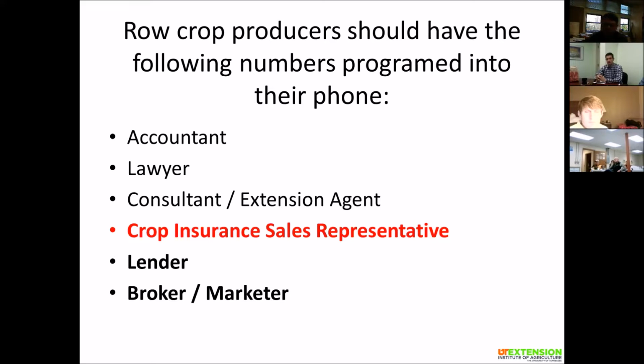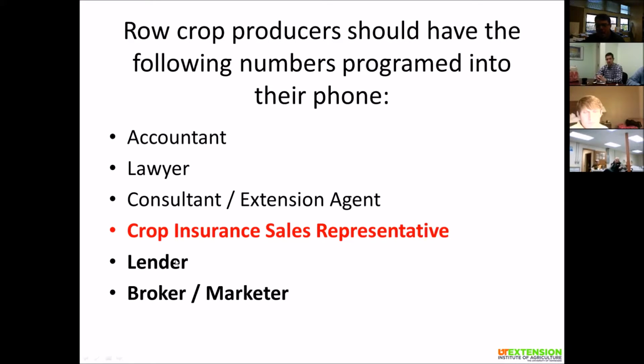Crop insurance is not the easiest system to figure out, so relying on your crop insurance sales representative to get timely information about the best product to manage risk, I think is imperative. Now, obviously, the other 2 that I've got highlighted here, to a lesser extent, you want to make sure that your crop insurance sales representative and your lender are on the same page.